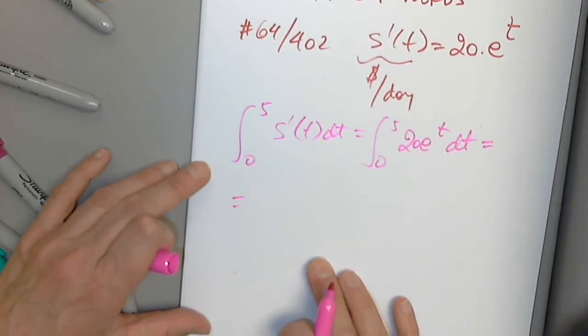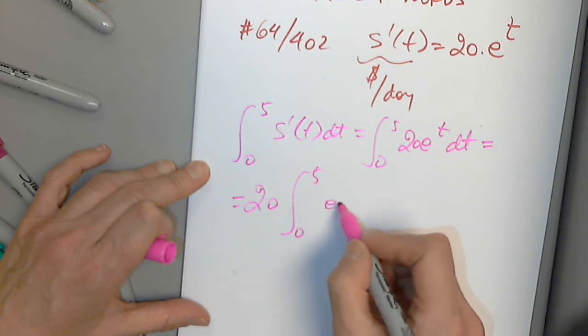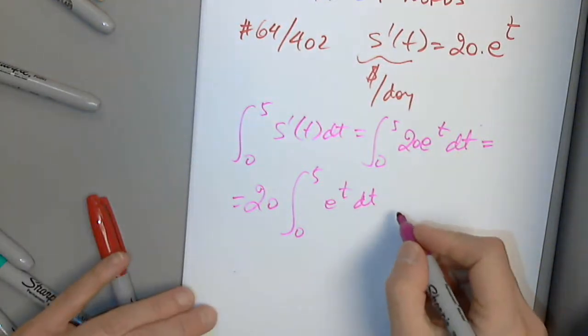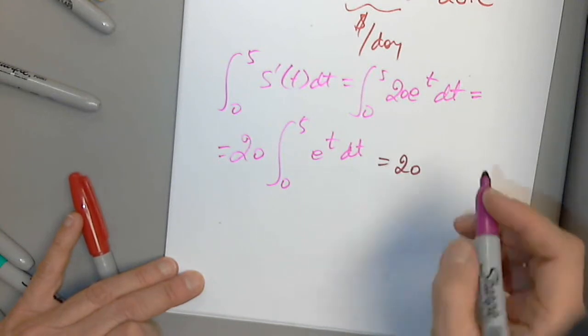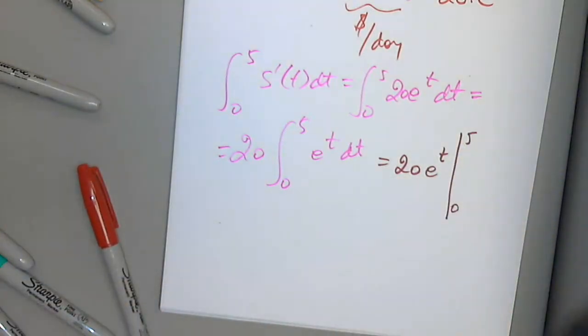Remember, like with limits, like with derivatives, 20 is a constant. It should wait outside because it's a factor. So which function has e to t as its derivative? E to t, from 0 to 5. E to t is the only function that is its own antiderivative and its own derivative. Right?